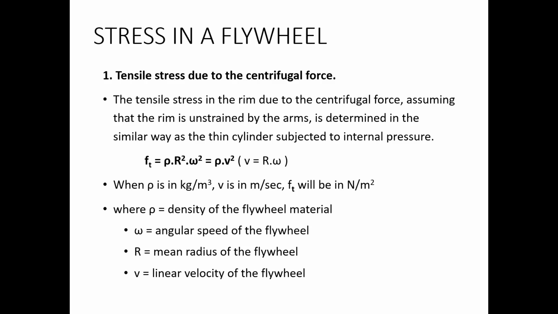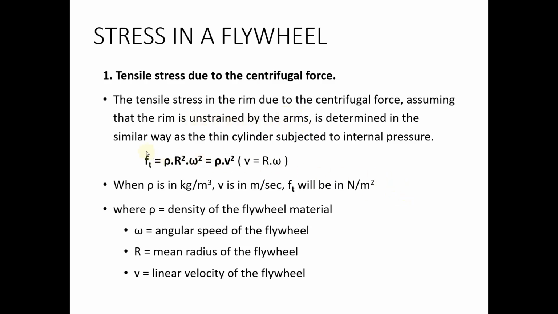Suppose you are tying up a mass on a rope and rotating it, we know that there is a centrifugal force acting on that rope. Similarly, in this case also, a centrifugal force will be acting on the flywheel. And due to the centrifugal force, a tensile stress will be created on the flywheel. Now, we assume that the rim is unstrained by the arms, which means that the rim is not constrained by the arms.